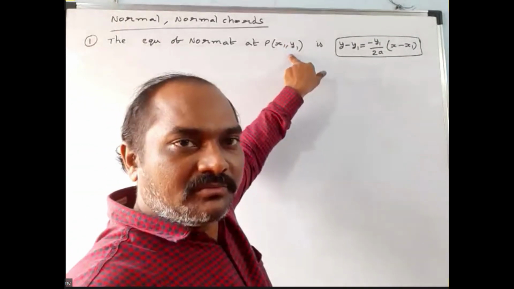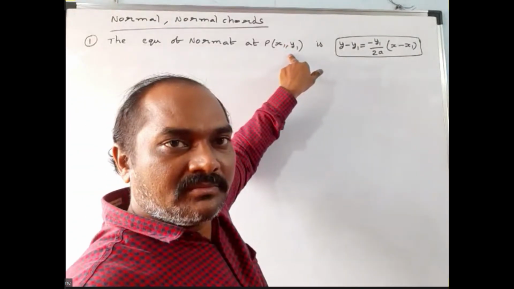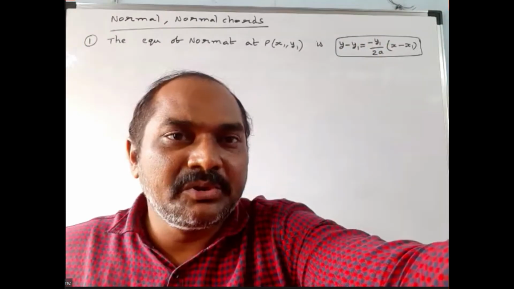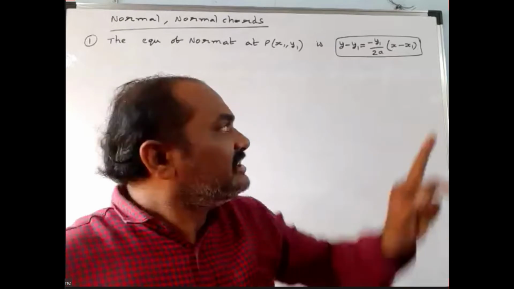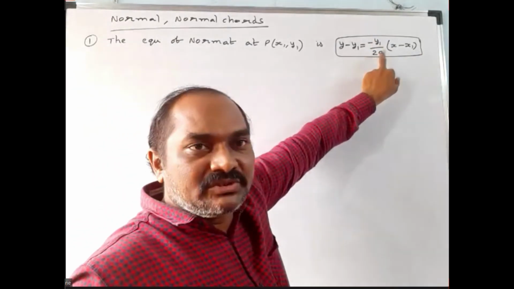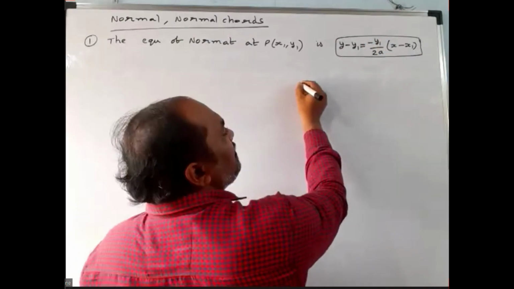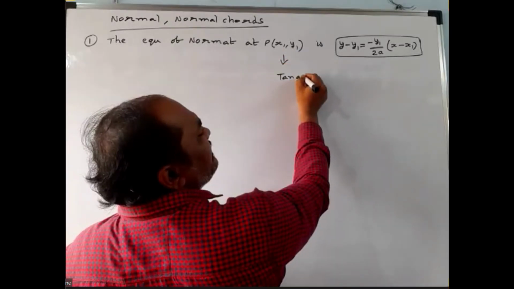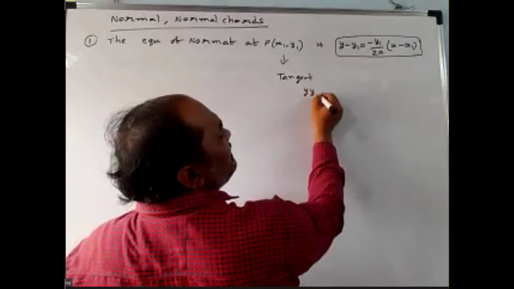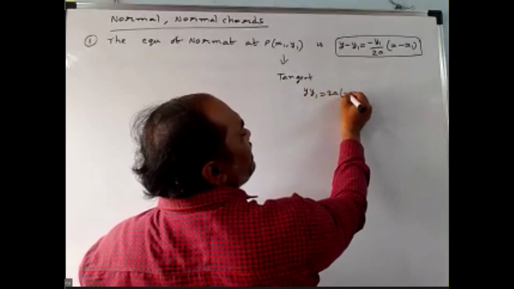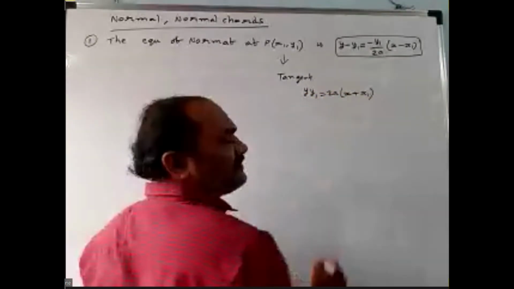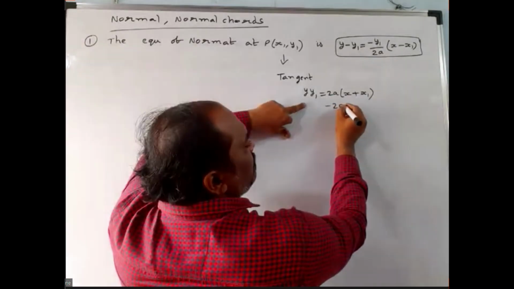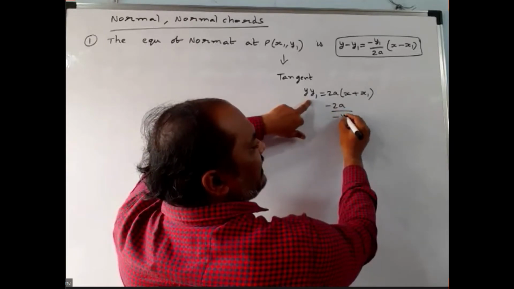The point is known. How can we find the slope? Students, how did you write this one? Slope. What is the tangent? Anybody say the tangent equation? y y1 is equal to 2a (x plus x1). What is the slope?